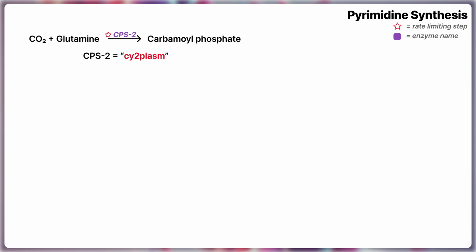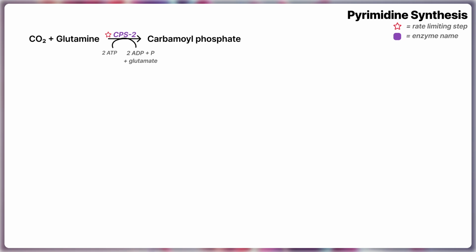This reaction catalyzed by CPS2 is energy dependent, meaning that it requires ATP. When the high-energy phosphate bonds of ATP get hydrolyzed, we get ADP and an inorganic phosphate in return. Additionally, glutamate is released as a byproduct.